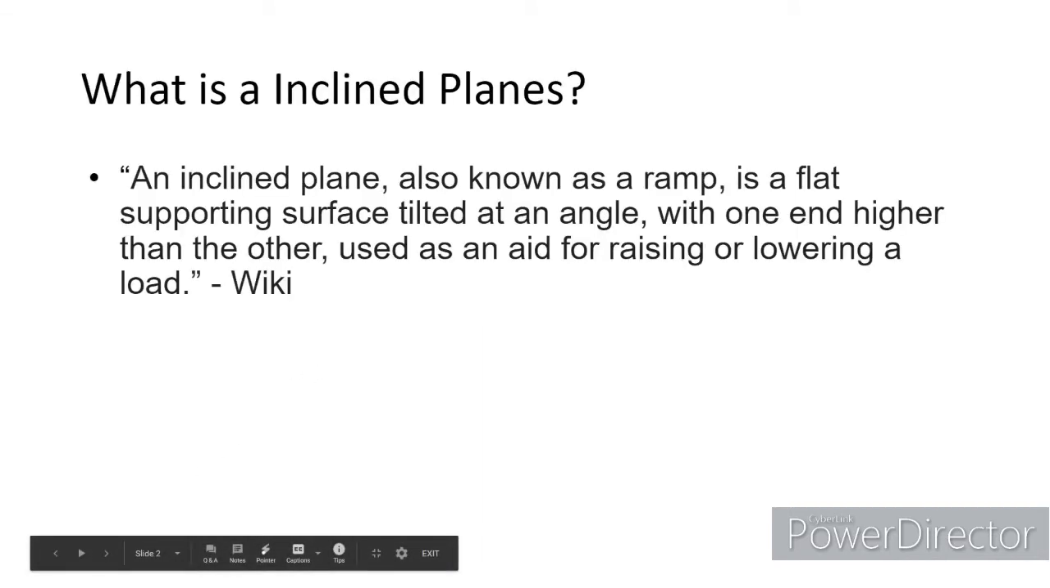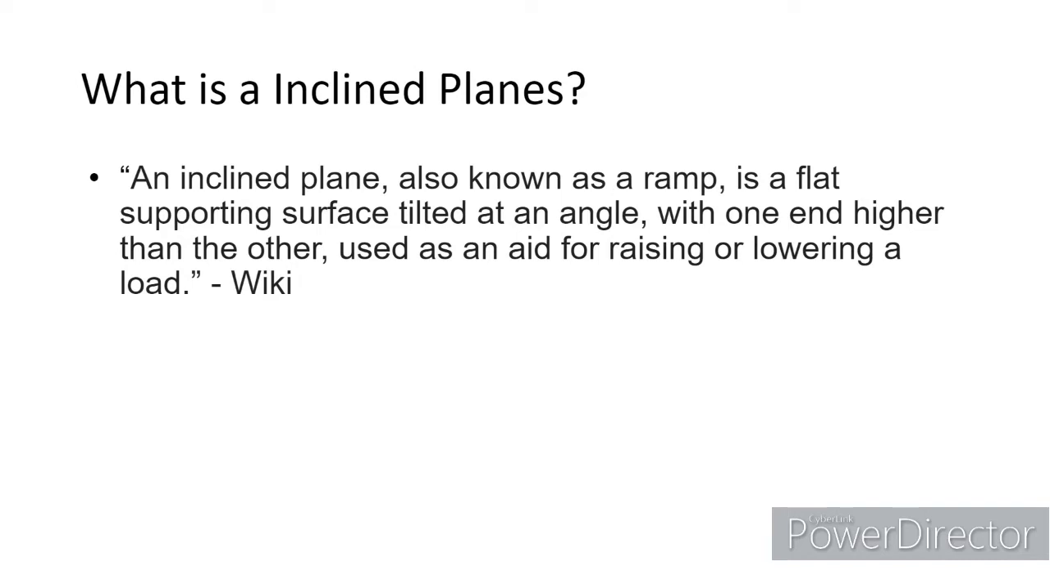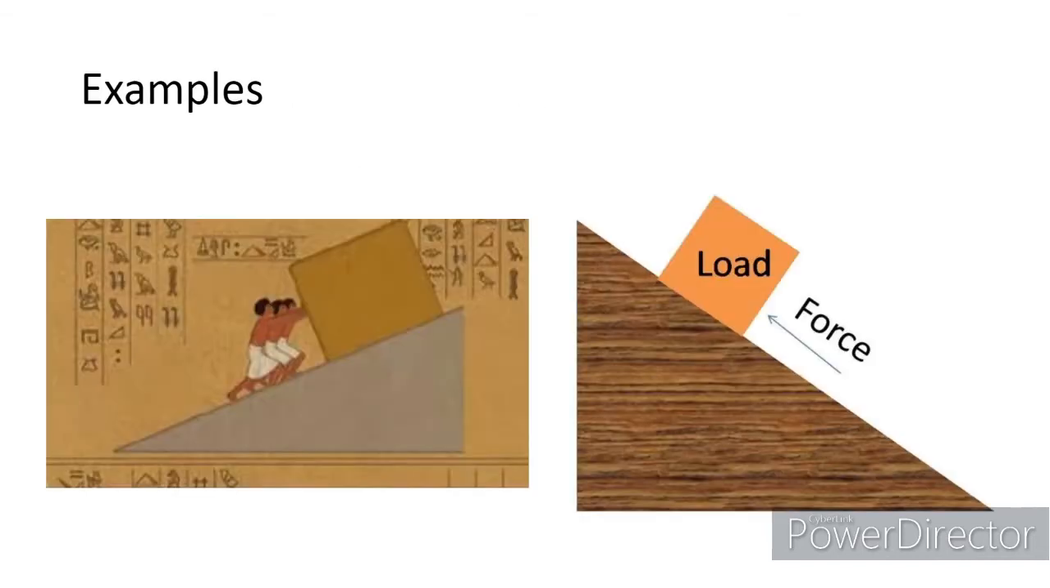An inclined plane, also known as a ramp, is a flat supporting surface tilted at an angle with one end higher than the other, used as an aid for raising or lowering a load. You guys have used ramps or inclined planes before. They just make it easier to move something up. That's really all it is.